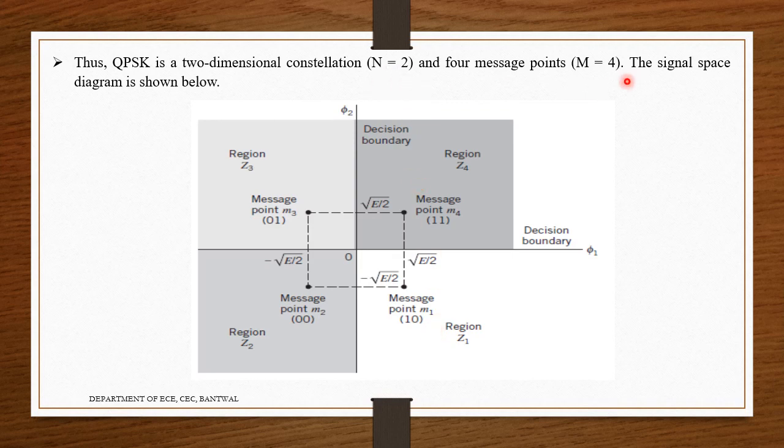This is N equals 2, M equals 4. So N is two-dimensional and M equals 4 message points. You can see it: m1, m2, m3, m4. So m1 is 1 0, m2 is 0 0, m3 is 0 1, m4 is 1 1. I am starting from this one: s1, s2, s3, s4, where i equals 1, 2, 3, 4. This is how I represent those things. And this is the reason I start with pi by 4, 3 pi by 4, 5 pi by 4, 7 pi by 4.